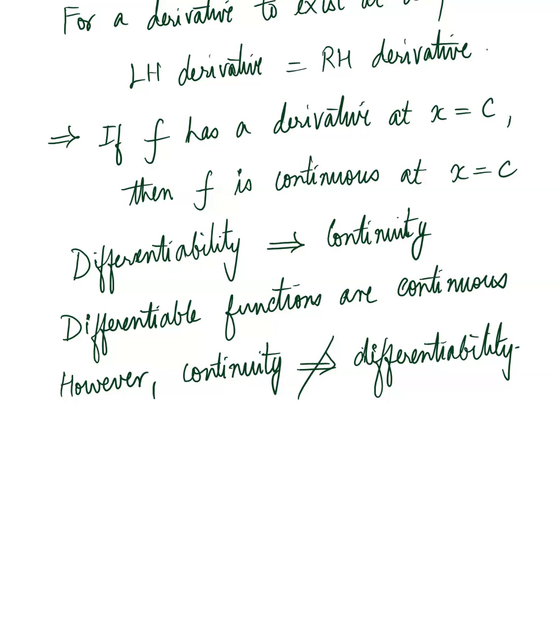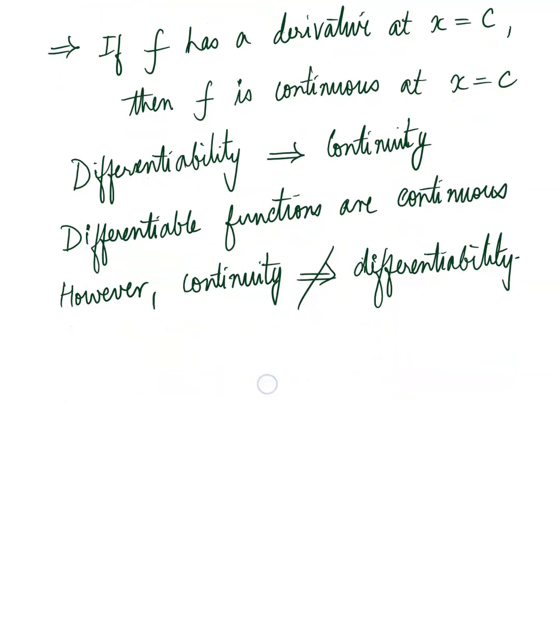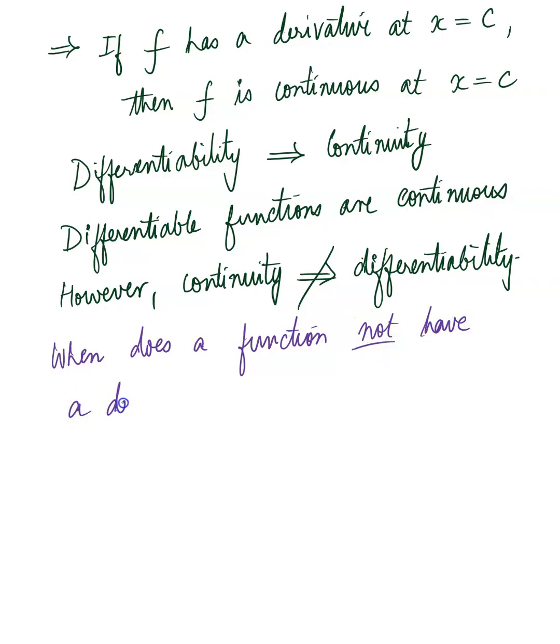Now, therefore, our natural question would be, when does a function not have a derivative at a point? So let me write that question here. When does a function not have a derivative at a point? We can think of two instances where a function will not have a derivative.